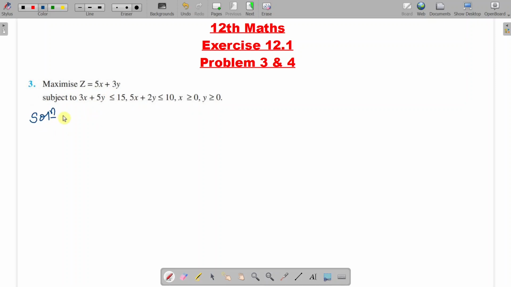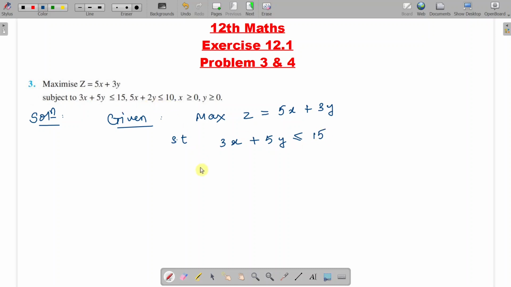Solution. So let us write what is given to us. So given: maximize z equal to 5x plus 3y subject to 3x plus 5y less than or equal to 15, and then 5x plus 2y less than or equal to 10, then x greater than or equal to 0, y greater than or equal to 0. Okay, so now what we will do, we will take the first line here.